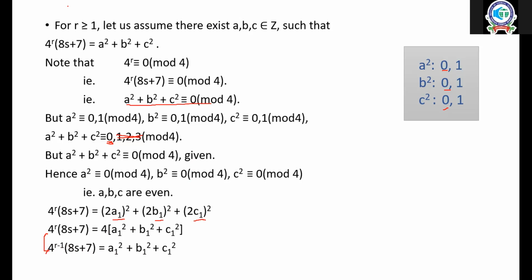Yes, sir. So how many of you are still clear now? What is the first important step in this proof until now? You know that a square is congruent to 0 or 1 mod 4, b square is congruent to 0 or 1 mod 4, c square is congruent to 0 or 1 mod 4, but a square plus b square plus c square is congruent to 0 mod 4. From that, what is the conclusion? Any one of you?